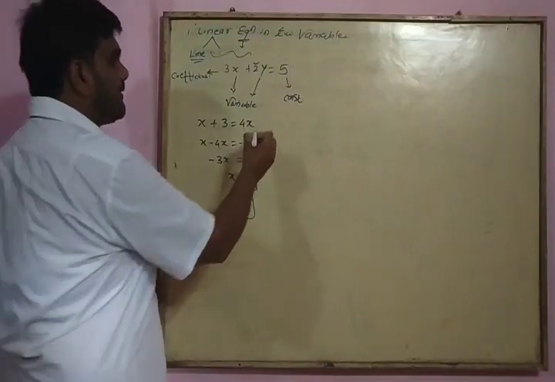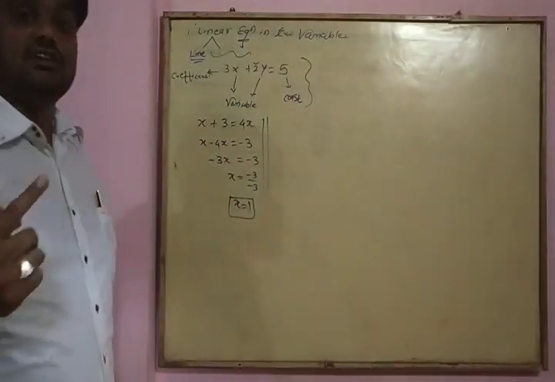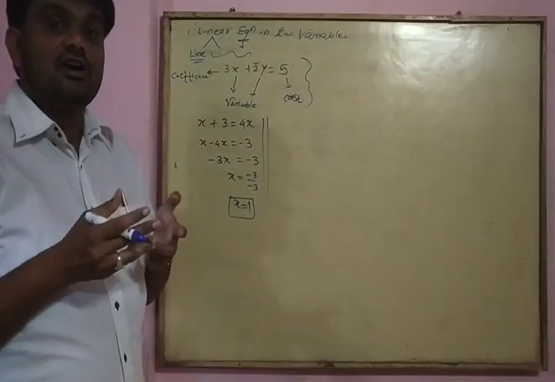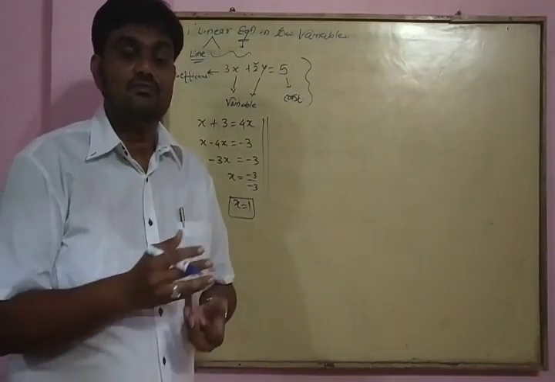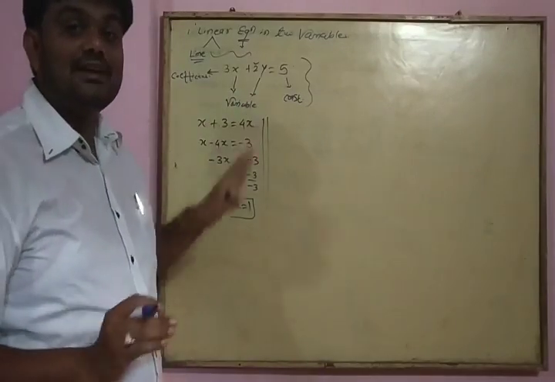Now this is the difference between a linear equation in one variable and two variables, where the confusion is created. Most of the time I have seen this with my students, so it needs to be clear here.